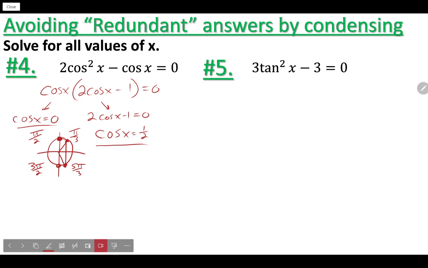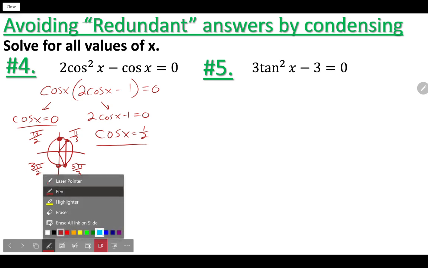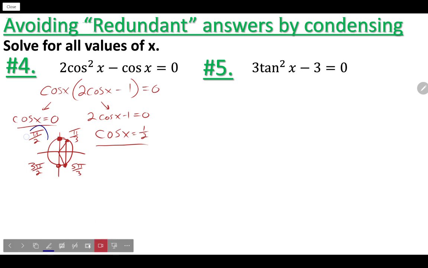Now, the way that I can condense them is focusing in on this first group of answers, these two. So you see how those two solutions, kind of like our tangent graph, are pi away from each other? So I can state those as pi over 2 plus, instead of the 2 pi n, I'm just going to do pi n. So what that's doing is stating these two solutions.